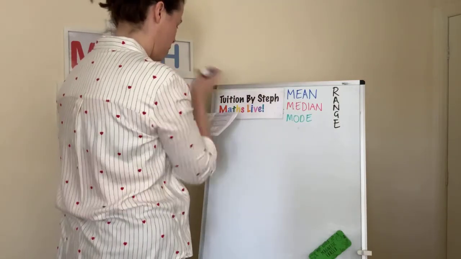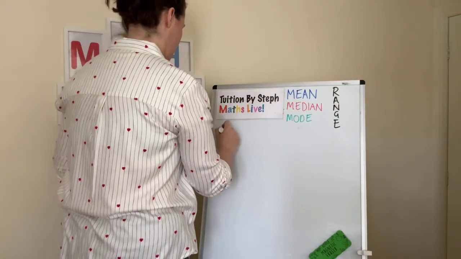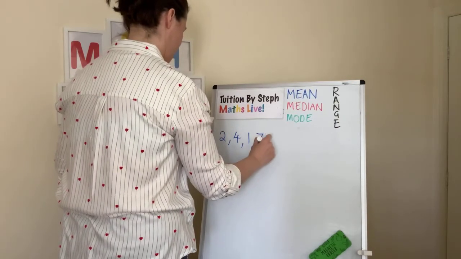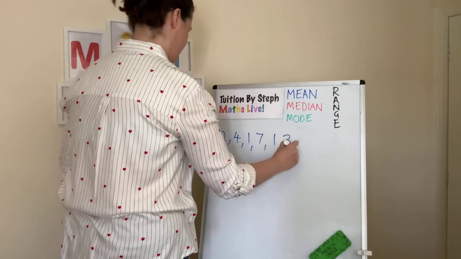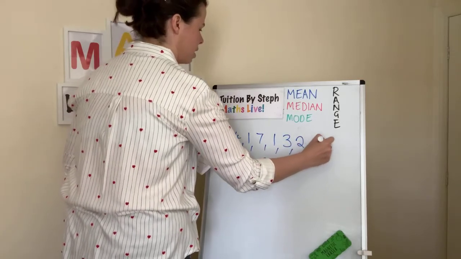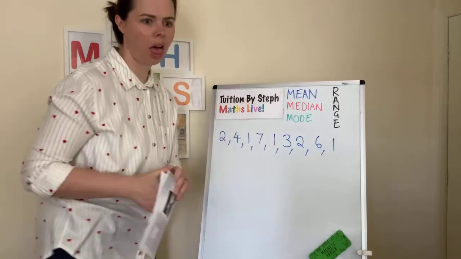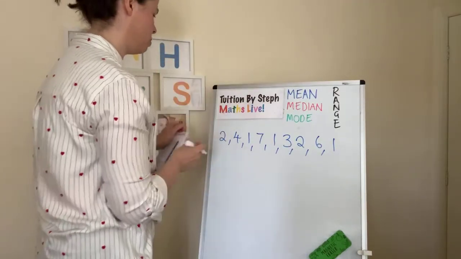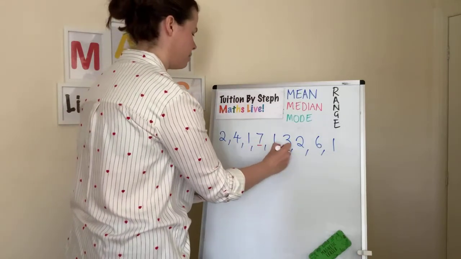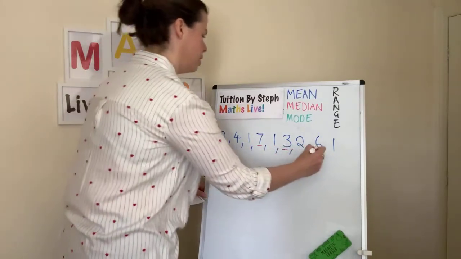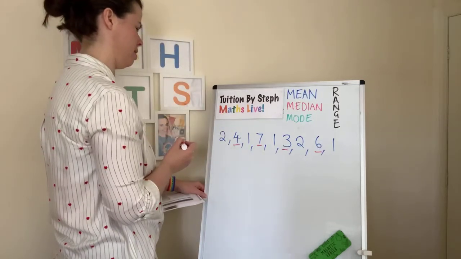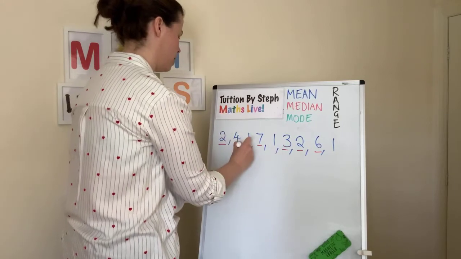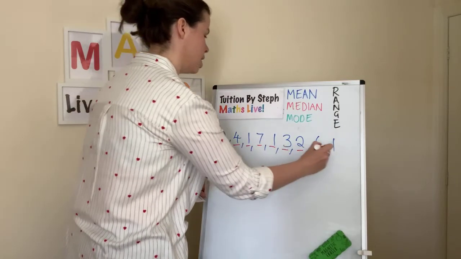So, 2, 4, 1, 7, 1, 3, 2, 6, 1. That's a lot of numbers. Right. Let's see if I can use some number bonds to help me. Right, 7 and 3 is 10, 20, 22, 24, 25, 26, 27.